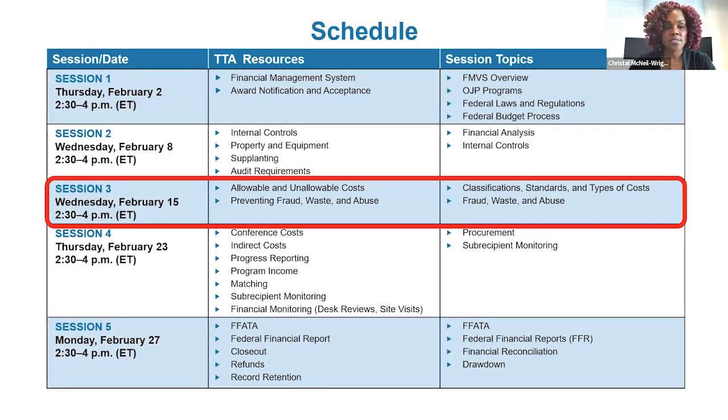So as a reminder, again, this is session 3. Today is February 15th, and we will be going through, again, classification standards, types of costs, fraud, waste, and abuse, and then the resources that are available to you through the learning management system. That is where you will go in and find other resources on unallowable cost, allowable cost, and then preventing fraud, waste, and abuse. Make sure you're reviewing those resources, taking those knowledge checks, just so we can get through this session and ensure that you have the knowledge that you need to effectively manage your grant. And of course, you can see there session 4 and 5 will come soon after.